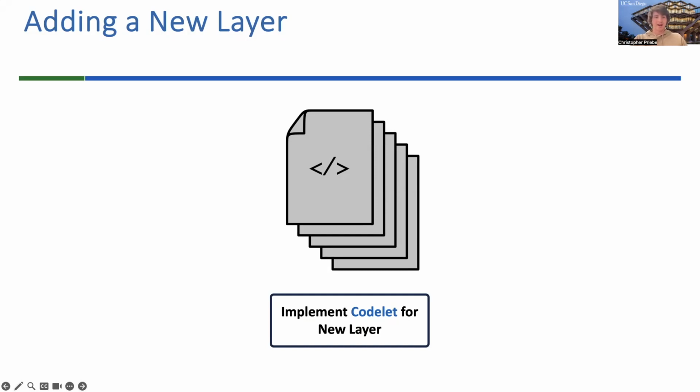To start, if you want to add a new layer to GeneSys, all you need to do is maybe a little bit of work on our compiler front end to support that operation, and then you need to implement a codelet for the new layer. Now, this is very easy to do. We have tons of reference layers that we already implemented ourselves for GeneSys, so you'll have plenty of examples to go off of if you want to support a new operation on GeneSys.